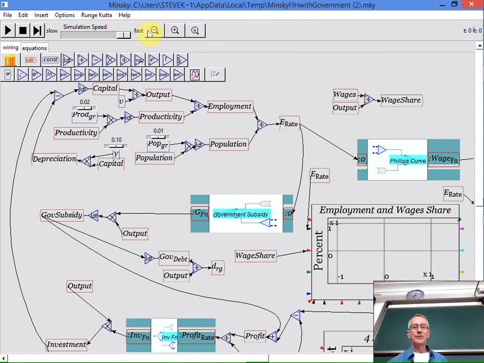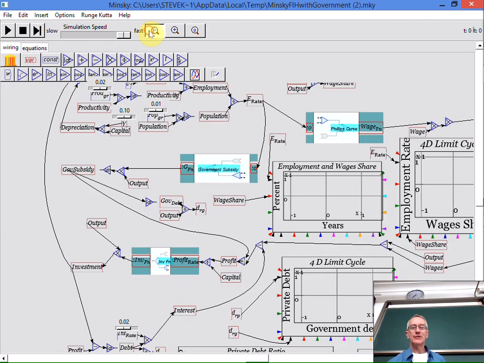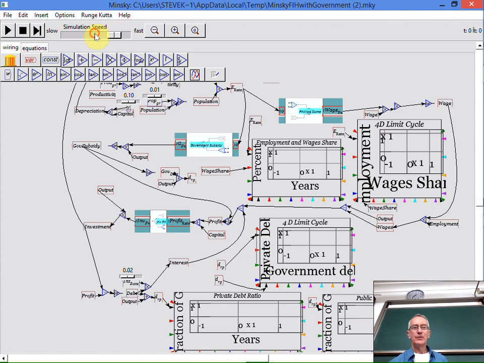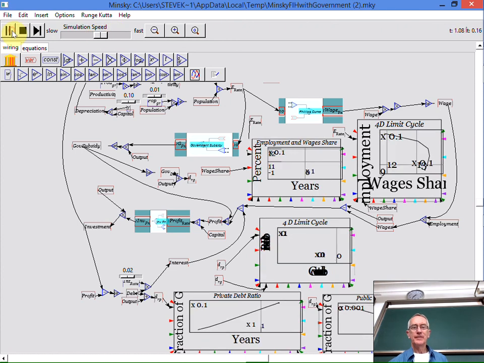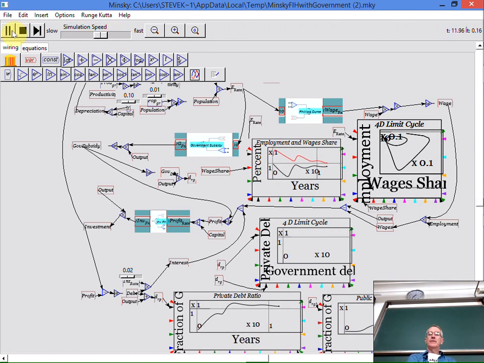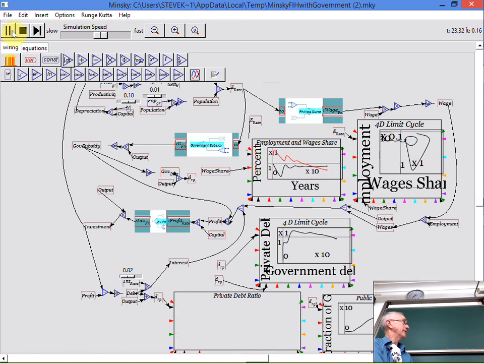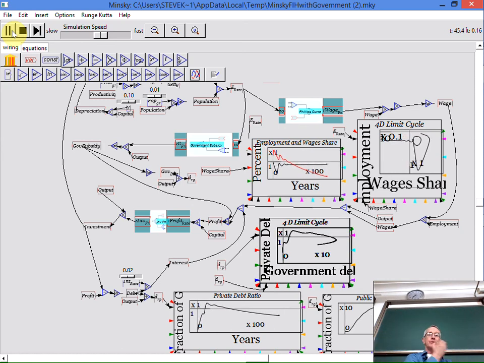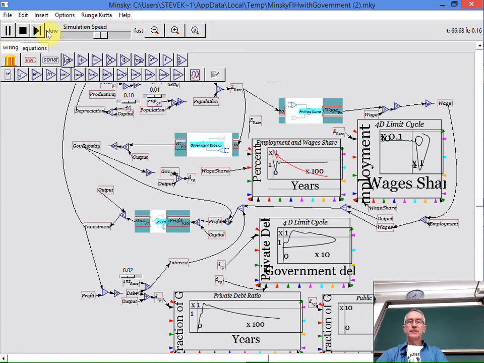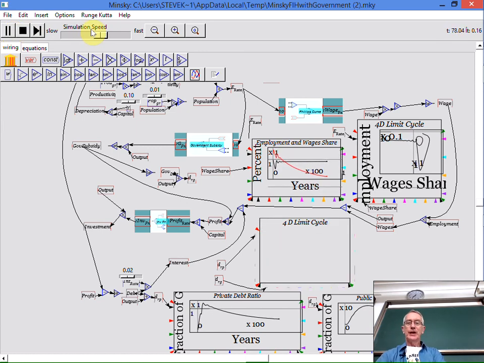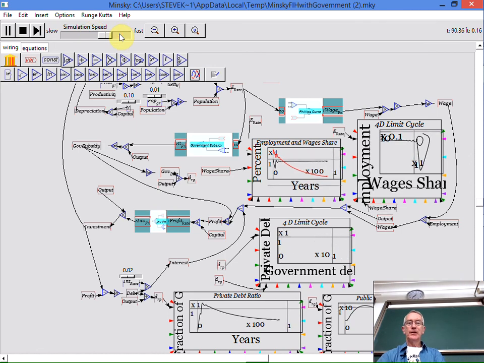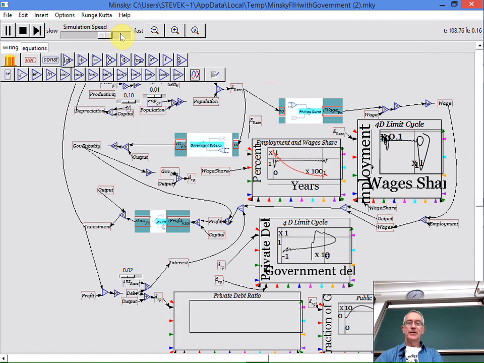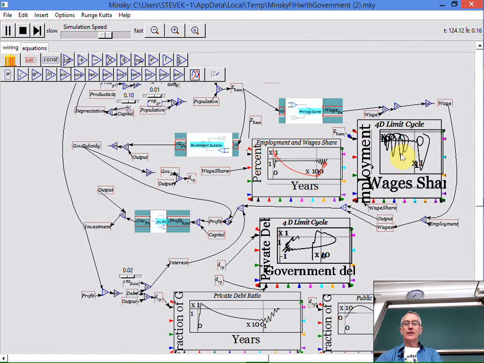Let's simulate it without bringing out one of the Zoom graphs. And I'll slow it down quite a bit. So you get a system with complex behaviour, but without breakdown. Cycles persist indefinitely. Again, I apologise that I can't make the scale better than it is right now. Let's speed it up a bit. Notice the cycles over here in the employment rate and wages share.